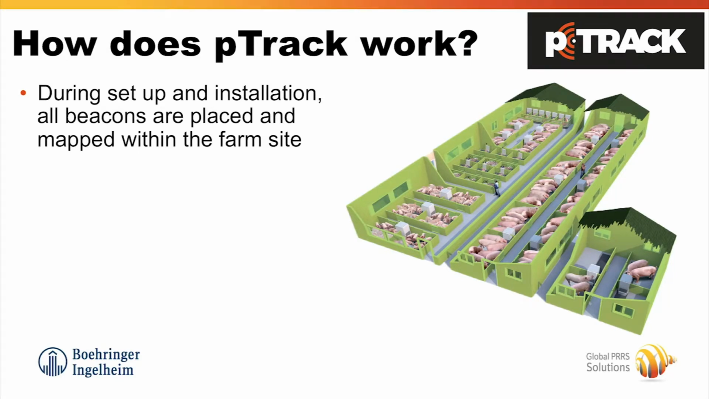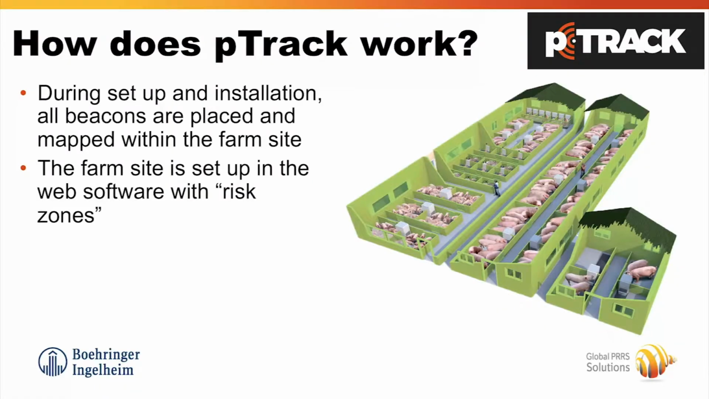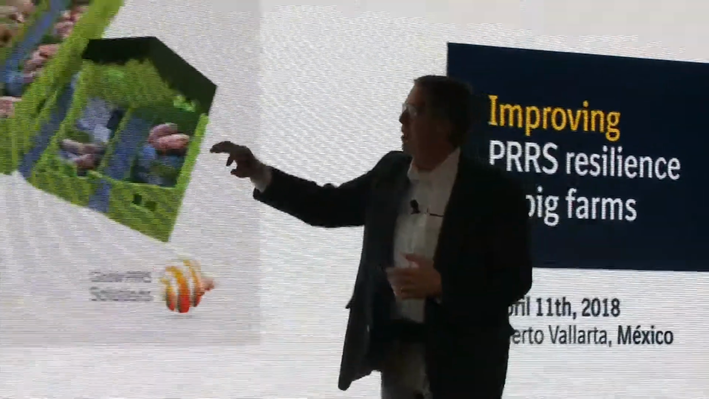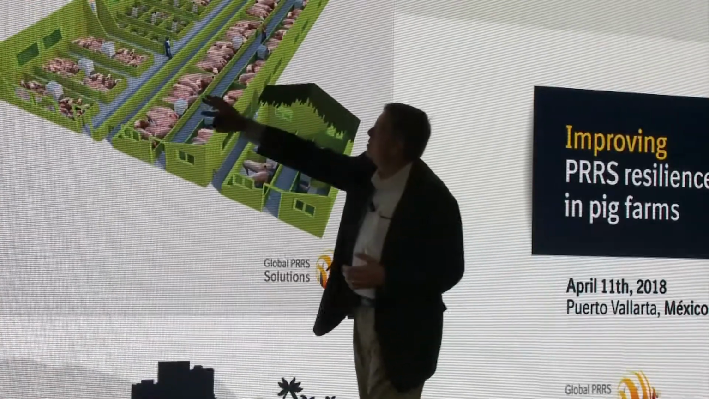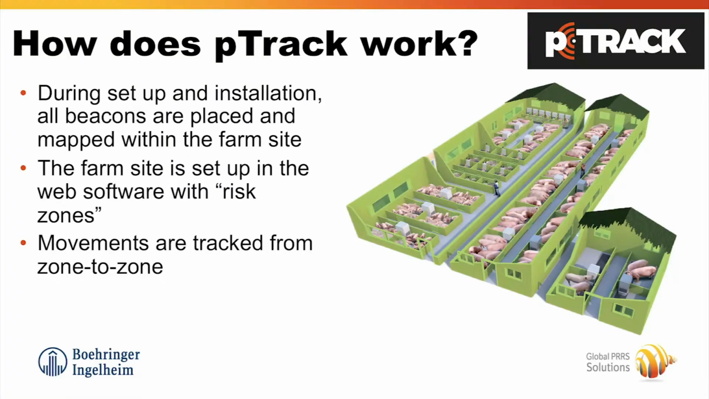All beacons are set up during a process of implementation, so they're placed and mapped within the farm site. The site is set up in the web software with risk zones, so you would define in the setup process what represents higher risk versus moderate risk versus lower risk within the farm. Then movements are tracked zone to zone, and based on the risk level of the movements, risk alerts are sent out as needed to the worker, to the worker's manager, to the unit manager, and others within that system.